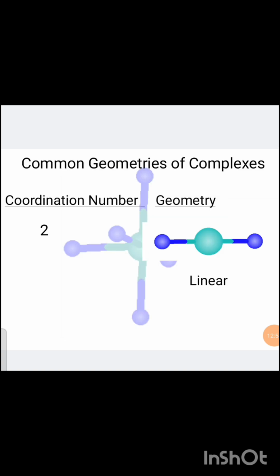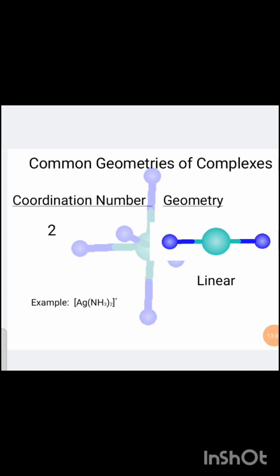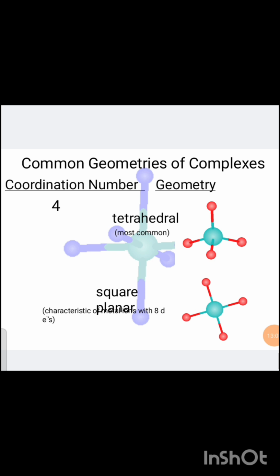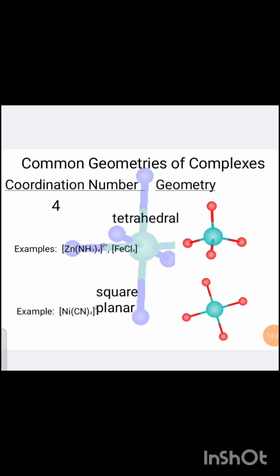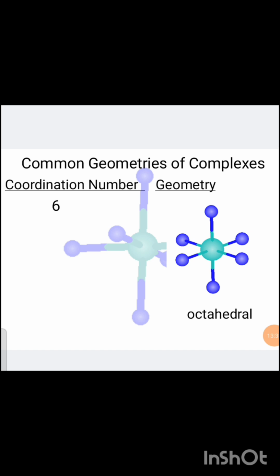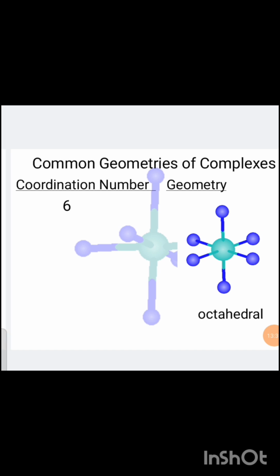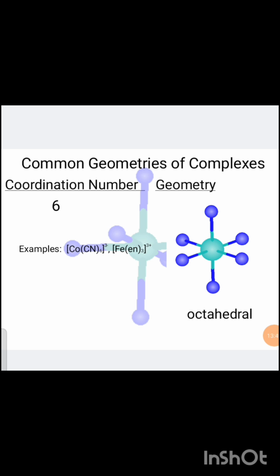The common geometry for coordination number 2 is a linear molecule. The best example is Ag(NH3)2 plus. For coordination number 4, they form tetrahedral and square planar geometries. Tetrahedral is the most common, and square planar is characteristic of complexes with 8 electrons. Some complexes of zinc and iron form tetrahedral geometry, and some form square planar. Coordination number 6 gives octahedral geometry. This is the equatorial plane, and this is the square planar. These are some complex compounds forming octahedral geometries.